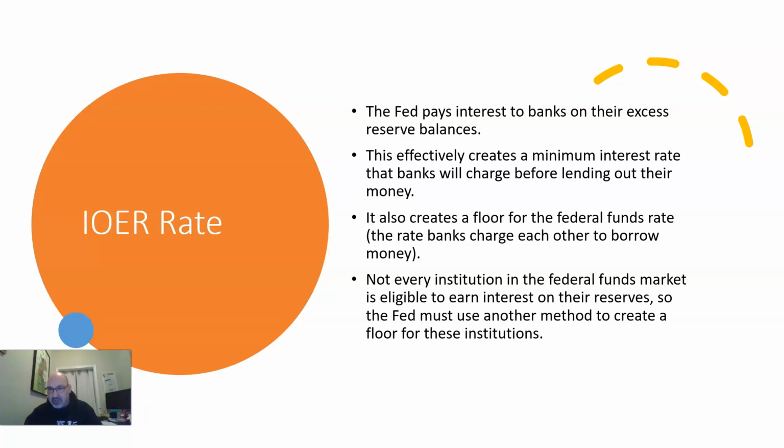So basically, you've got two sets of reserves. Banks are holding money, and you've got required reserves and excess reserves. Excess reserves are basically equated to loanable funds. It's the money you could loan out. You're not required to hold it, etc. So this is that excess balance, those excess reserves on top of what you are required to hold. So this effectively creates a minimum interest rate that banks will charge before lending out their money. If that number gets too high, it will stop all other lending.